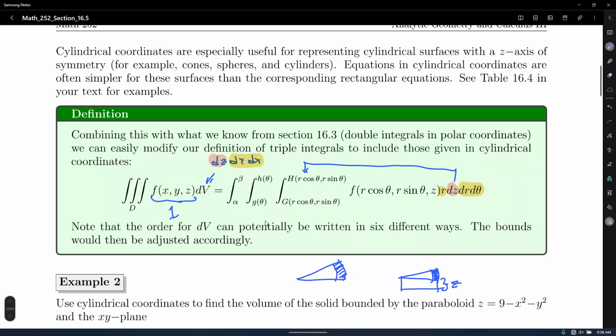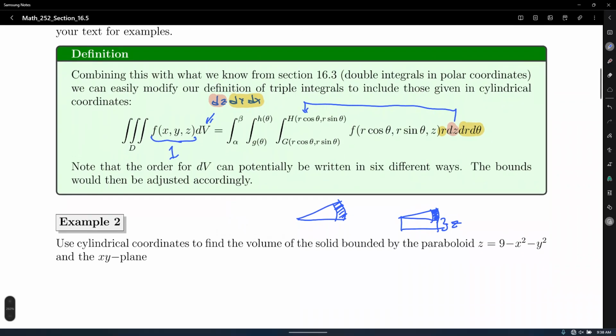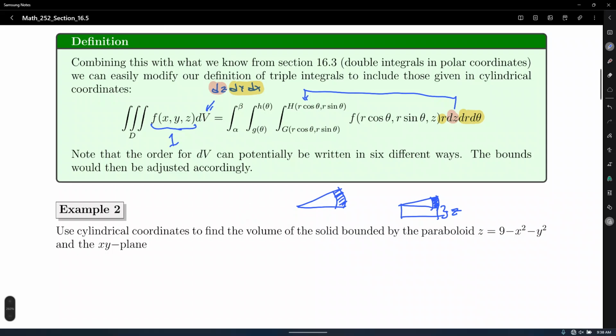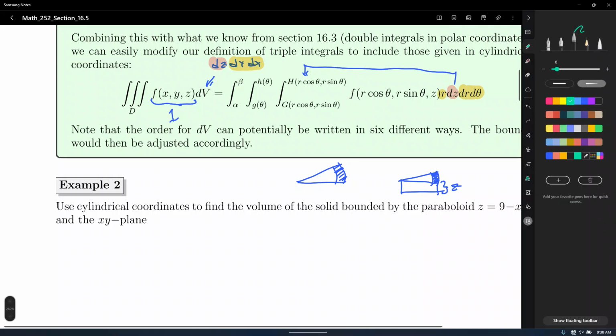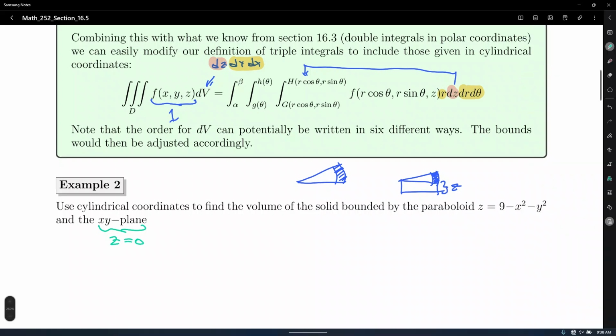How about we look at one example. Okay, so use cylindrical coordinates to find the volume of the solid bounded by the paraboloid z equals 9 minus x squared minus y squared. Well, let's have a look at how this would look, in the xy plane. And again, whenever you read the xy plane, this means z equals 0.